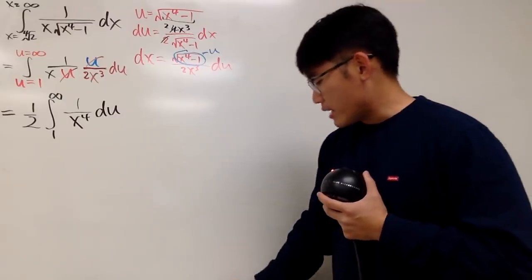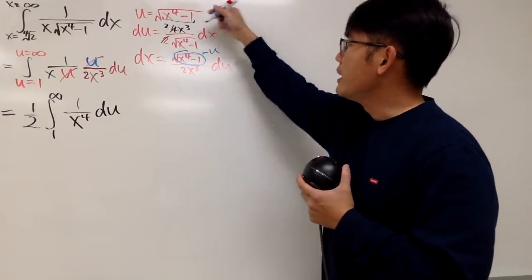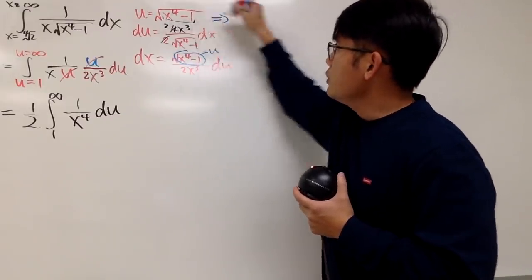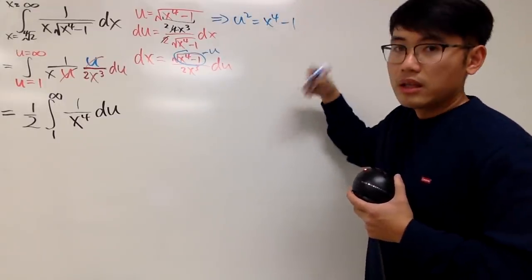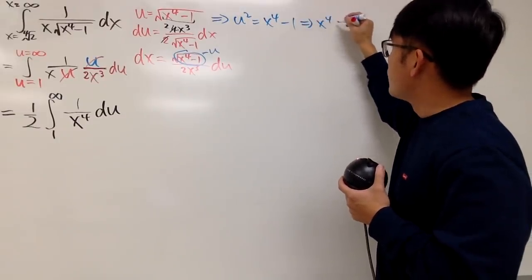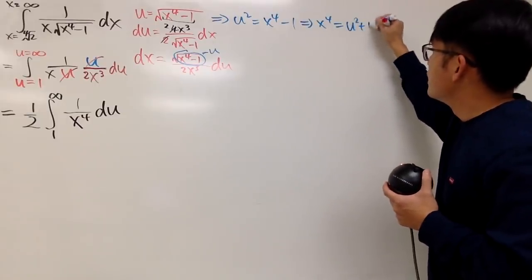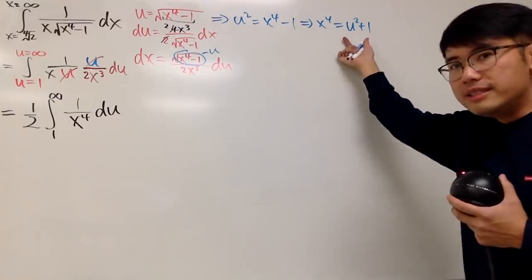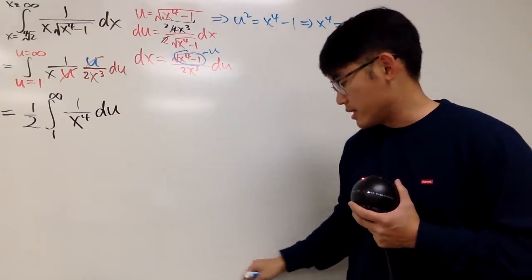This is not that bad at all because we can square both sides and we get u squared equals x to the fourth power minus 1. And then we can add 1 on both sides. So in other words, x to the fourth power is equal to u squared plus 1.